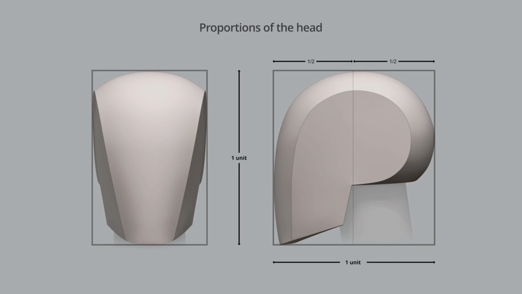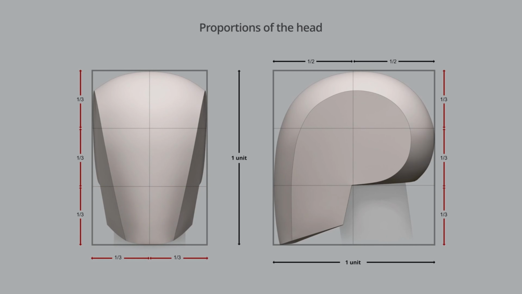Next, we will divide the head into 3 equal parts to estimate the position of the forehead, nose, and mouth. Using these 1/3 units in the front view will also help us to approximate the width of the face, which should be 2/3 of the head's width.